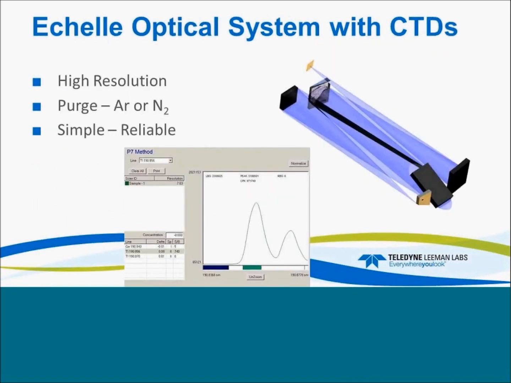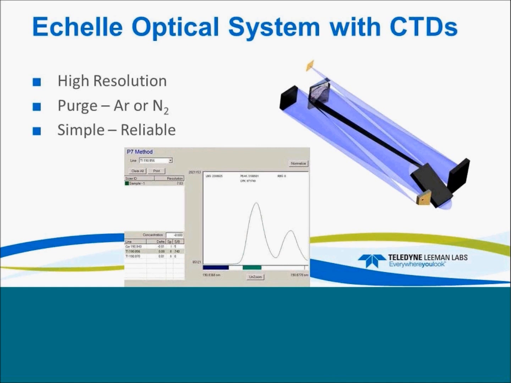Okay. There are also Echelle solid-state systems, which are used with the Echelle optical systems. At Leeman Labs, we've always used Echelle optical systems. We used them with PMTs. And then when we developed our solid-state system, of course, we kept the Echelle system. Echelle systems are capable of very high resolution, very good dispersion. They're very simple and very, very reliable.